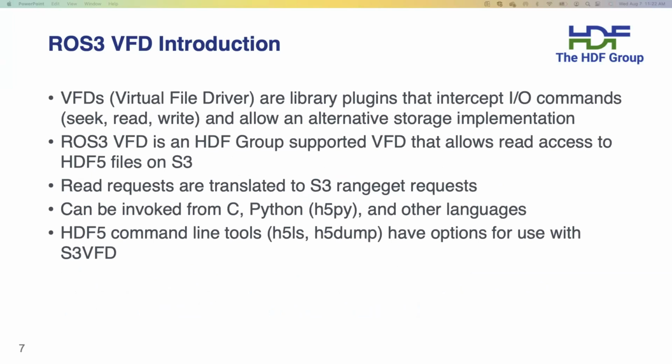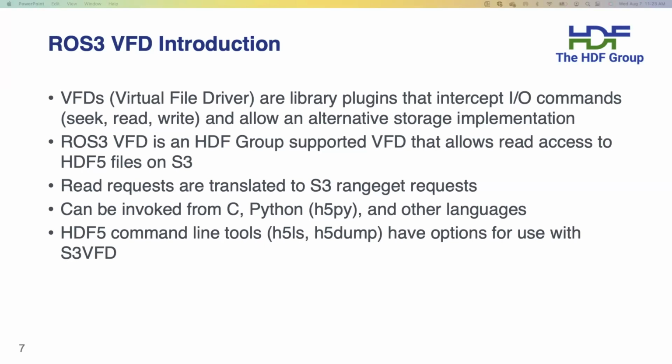So let's talk about various possibilities to improve where we are. So as I was saying, VFDs are library plugins. And what they do is they intercept these IO commands for seek and read and write, and potentially replace them with an alternative implementation. The ROS3 VFD does this by changing those reads to be S3 range gets. So while the library is saying read from this offset this many bytes, the ROS3 VFD is saying do a range get request to S3 for this object for this range of bytes. So that very transparently works. It's a relatively simple thing as these go. The bulk of the library doesn't need to change to have this functionality.